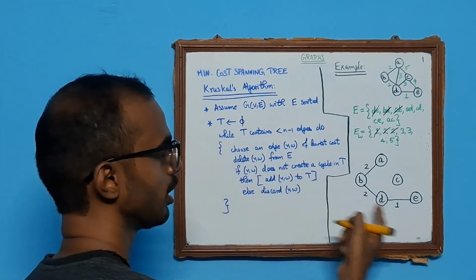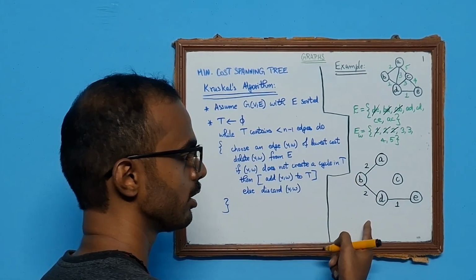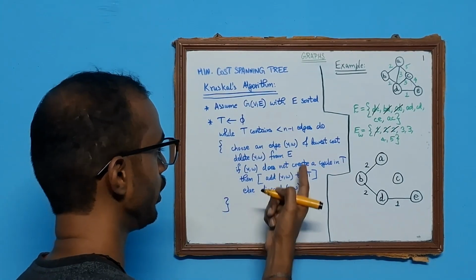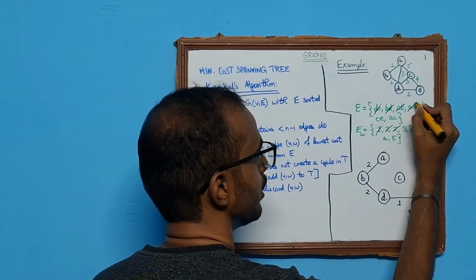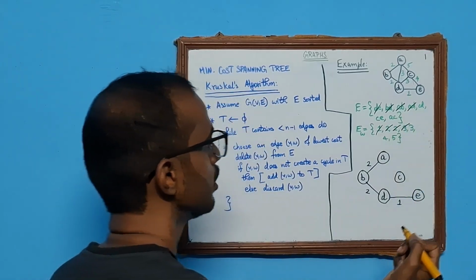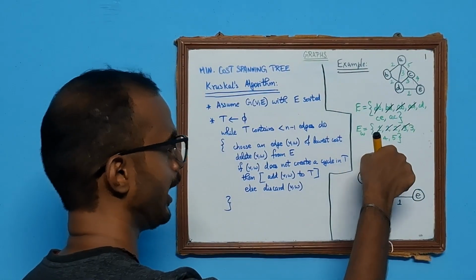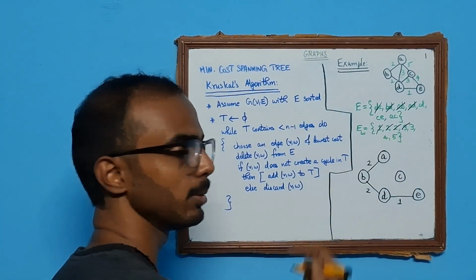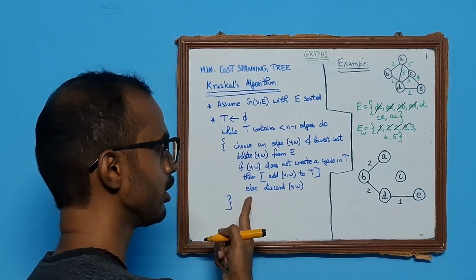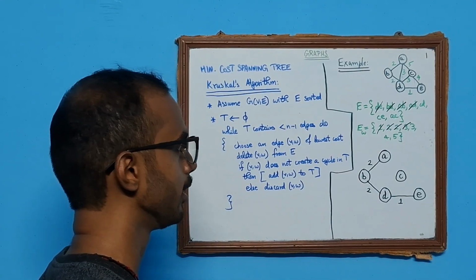Again, it does not contain n-1 edges; it contains only 3 edges. So you need to go inside the loop one more time. Consider the lowest cost edge. I am considering AD. Now, if I put the AD edge, it creates a cycle inside this. D-B-A-D will become a cycle. So this condition comes, and I am discarding this. I am not doing anything with it.